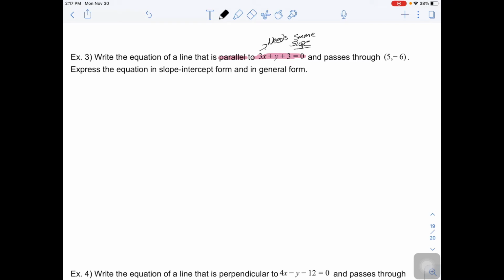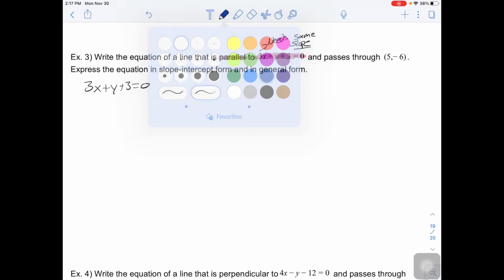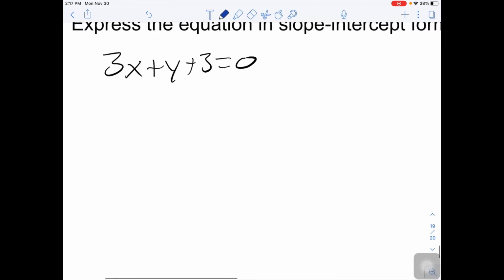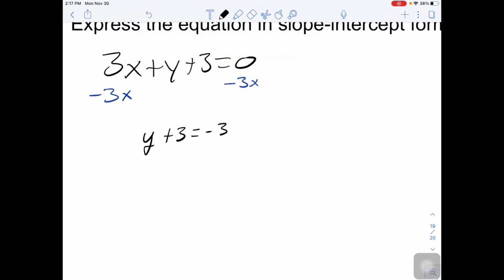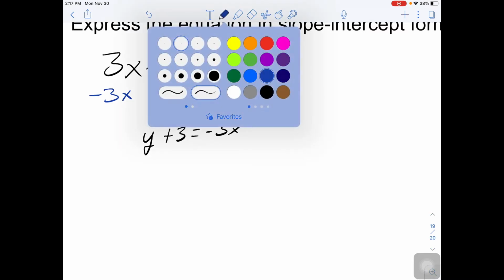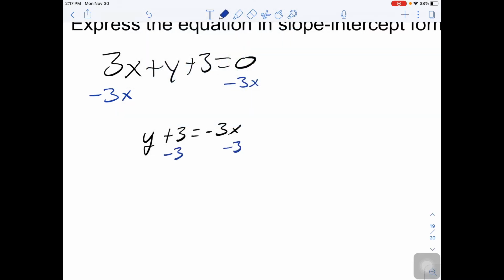So first off, in order to start determining what type of slope we need, we need to figure out the slope of this equation in the first place. So what I'm going to do is solve for y. I'm going to subtract 3x from both sides. I'll get y plus 3 equals negative 3x. And I will subtract 3. So I get y equals negative 3x minus 3.